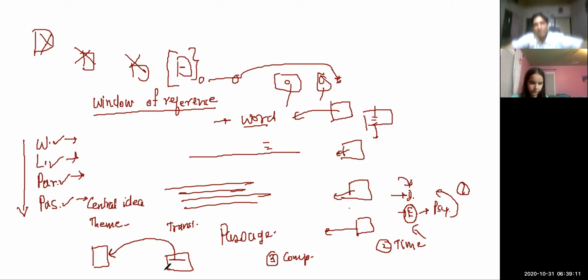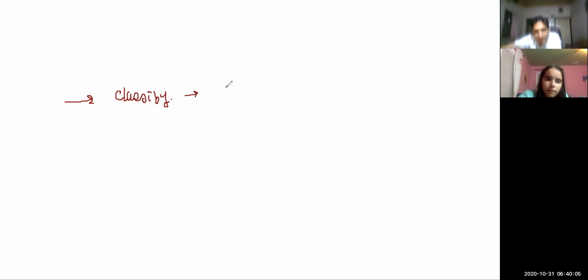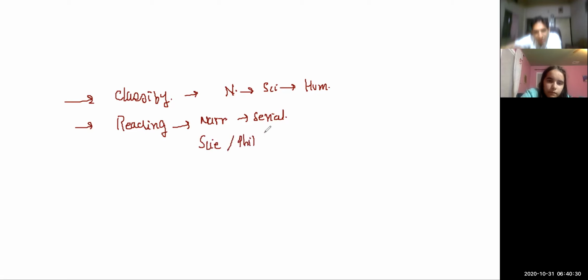Yeah. So, this is what is super important. Let me sum it up. The first thing you would always do is classify the passage, whether it is a narrative passage or a science passage or a humanities passage. The second thing is you will apply the right reading strategy. The reading strategy for a narrative passage would be serial. You'll have to read the whole story, right? For a science or a philosophy or humanities passage, you can use sectional reading.